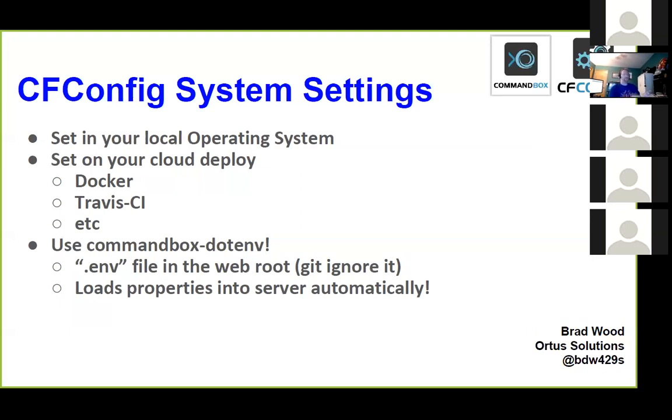Create a file called .env, drop it in the web root. You'd want to ignore it, right? Keep it out of your source control. Everybody creates their own local .env file. And it just uses the same syntax as a Java property file. Name equals value, one per line, right? All of those properties will be automatically loaded into the server as JVM system properties whenever the server starts. And that's some magic the dotenv module does.